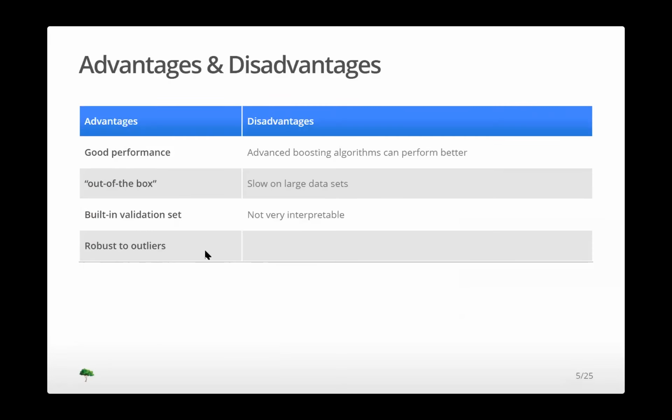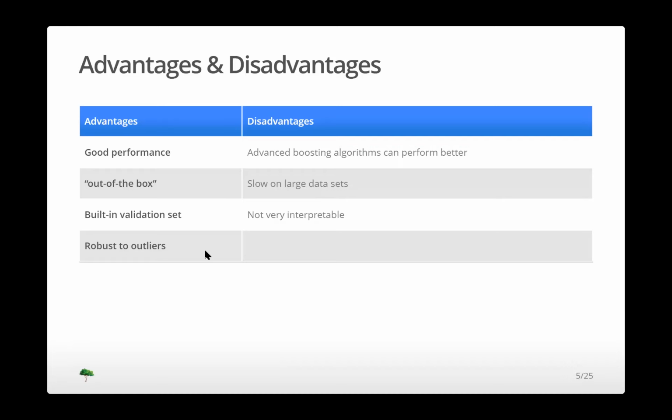Now, some of the advantages and disadvantages. So the advantages, it's a very popular method. It has fairly good performance pretty much straight out of the box. So you can apply it to your data and most likely you'll get a decent model depending on the data. And it has a built-in validation set, so you don't have to set aside extra validation data in your training set because it's already built into it. And it's fairly robust to outliers.